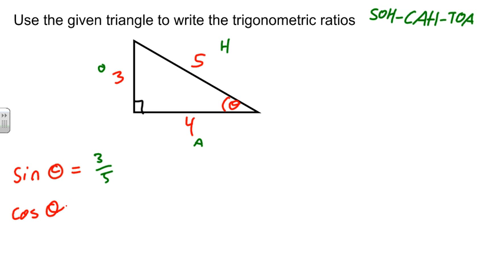Cosine, adjacent over hypotenuse, 4 over 5. And tangent is opposite over adjacent, 3 over 4.